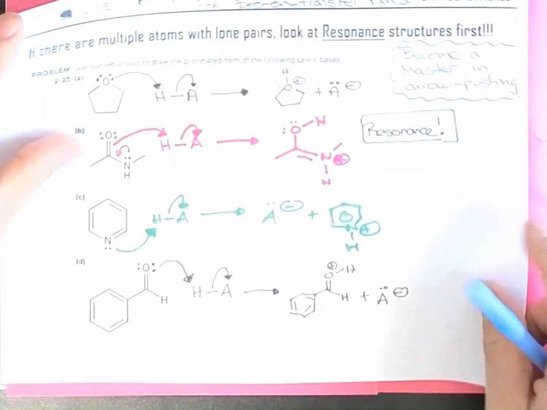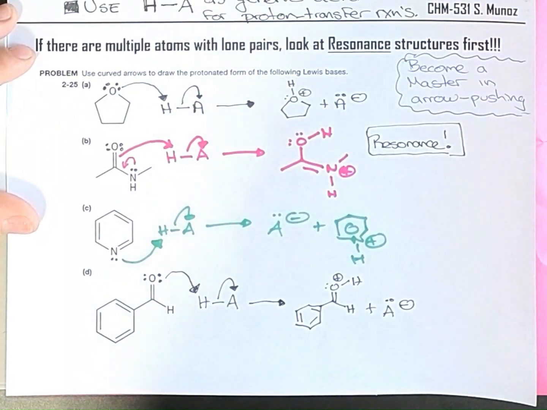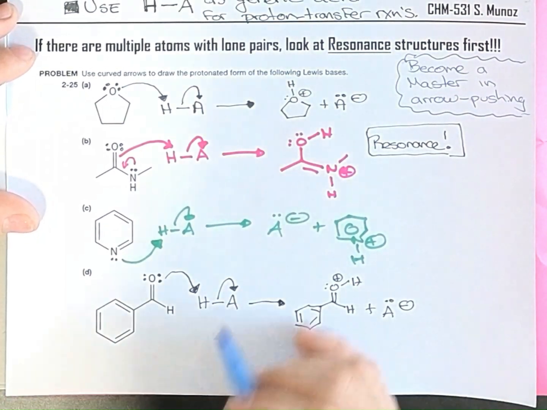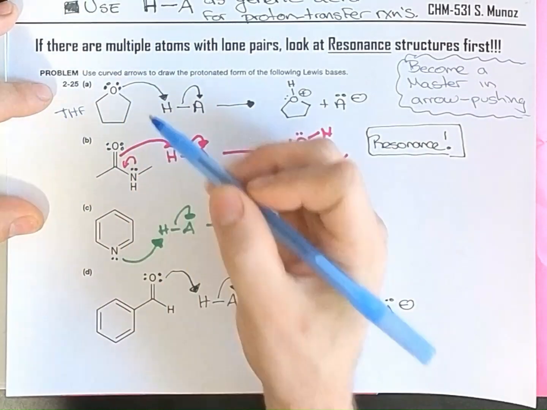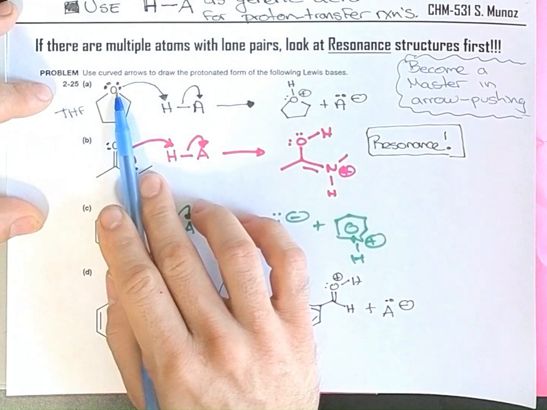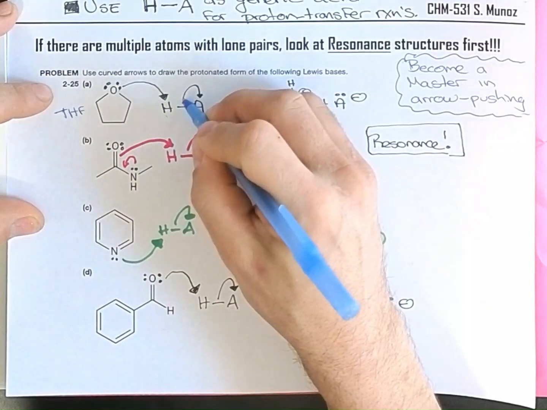And you should practice arrow pushing mechanisms for proton transfer reactions. This is THF, a common solvent, and if it's going to get protonated, always the curved arrow starts in the lone pair, in this case on oxygen, goes to the proton, and then the sigma bond is broken.